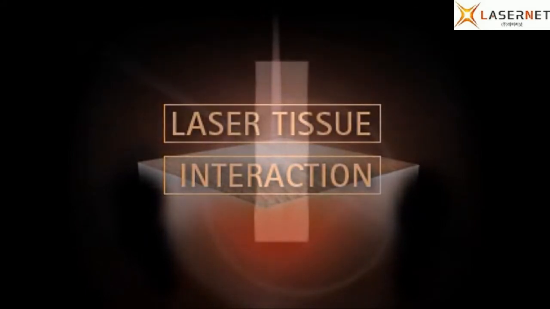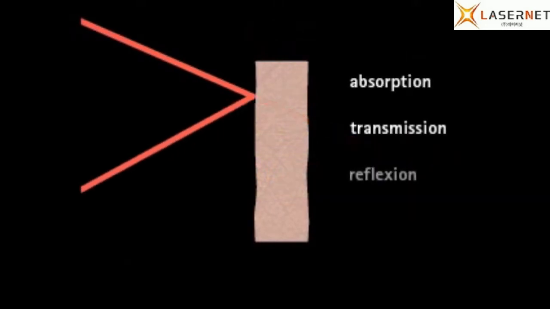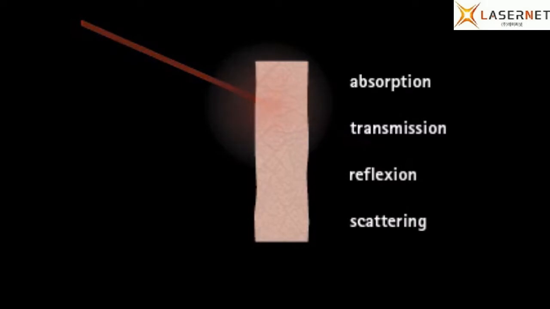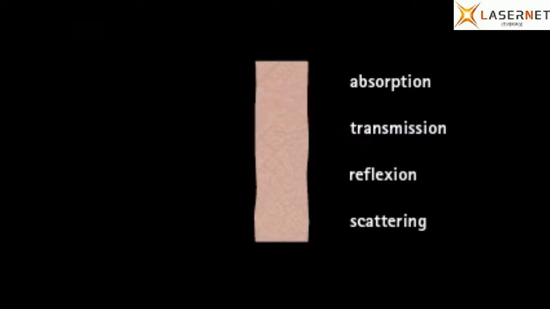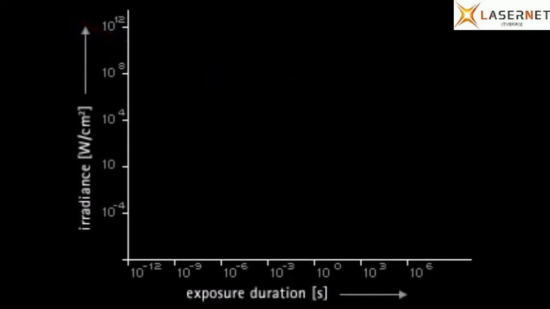When electromagnetic radiation interacts with biological tissue, it is either absorbed, transmitted, reflected, or scattered. The type of tissue and the wavelength of the incident radiation determines the extent of these processes. What happens to a tissue that absorbs radiation? Absorption of radiation can produce various biological effects.